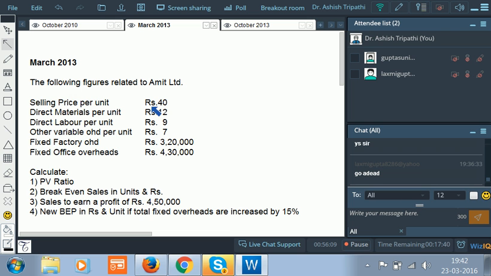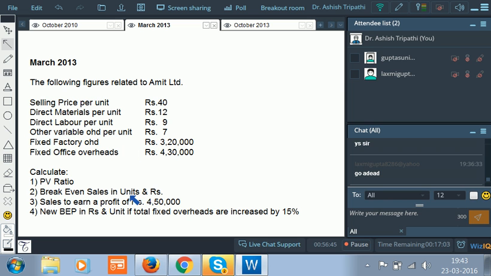The following figures relate to Amit Limited. Selling price per unit rupees 40. Direct materials per unit rupees 12. Direct labor per unit rupees 9. Other variable overhead per unit rupees 7. Fixed factory overhead 3,20,000. Fixed office overhead 4,30,000. Calculate first PV ratio, second break-even sales in unit as well as rupees.